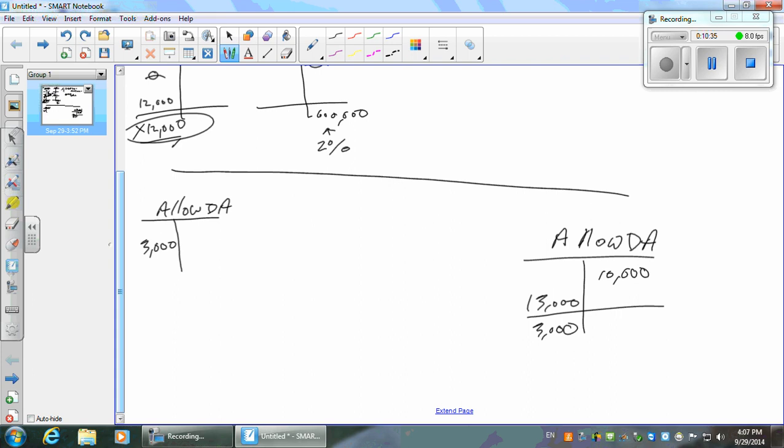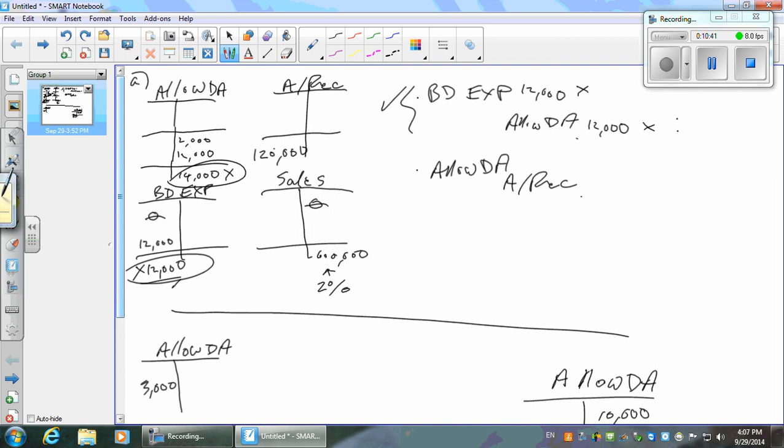It'd be debit allowance for doubtful accounts and credit what? We wrote it off. What do we credit when we write them off, guys? Accounts receivable. Debit allowance, credit accounts receivable. You don't have bad debt expense when you write it off. You have bad debt expense when you estimate it. Okay? It's the allowance method.